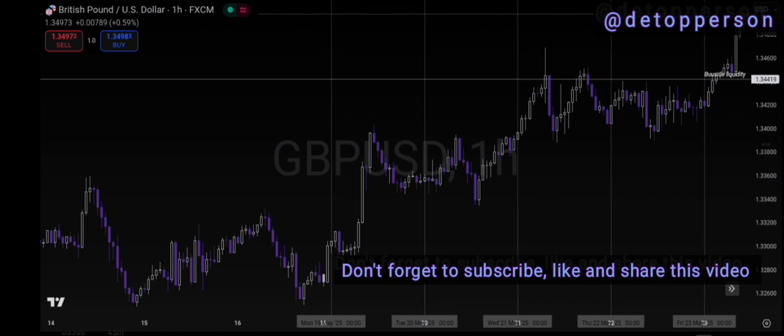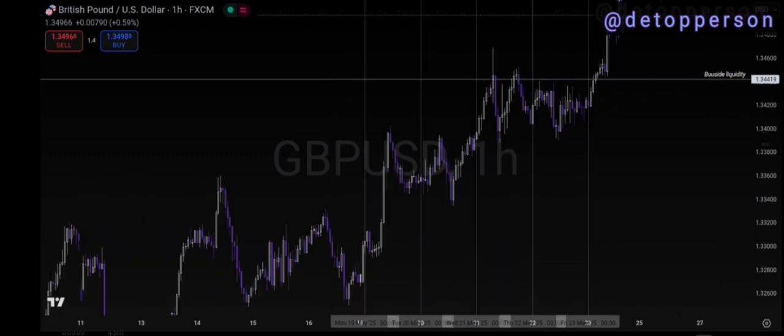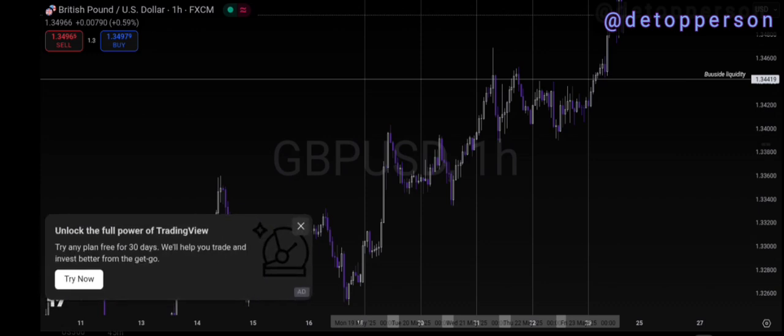Now, if you actually watched the outlook I made on the pre-market of GBPUSD, I was bullish on my buyers. So I marked up the buy side liquidity that I wanted price to get to throughout the whole week. That was my vision for GBPUSD, my buyers. So I was bullish.